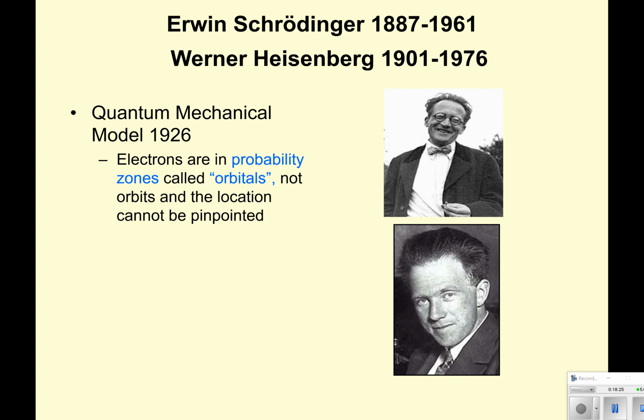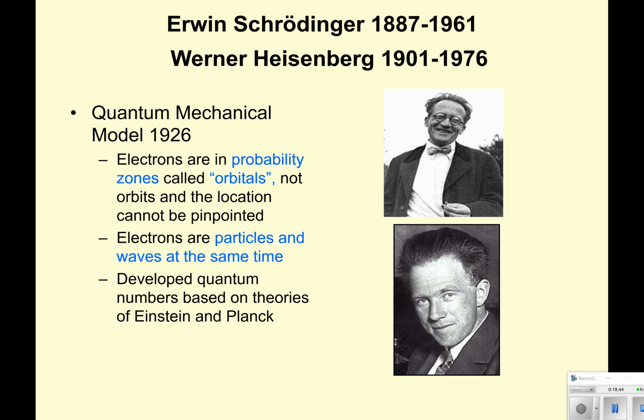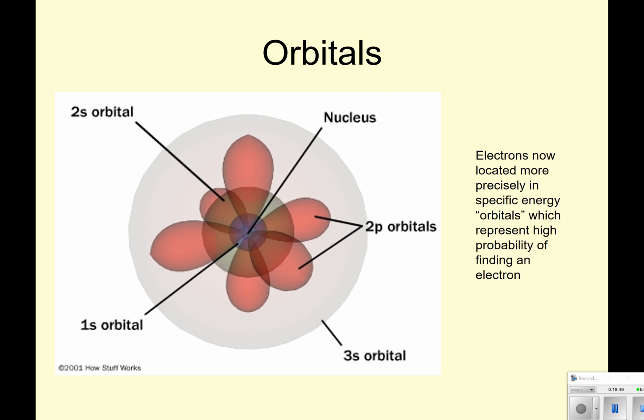With the speed that electrons move, pinpointing where one actually is was determined to be impossible. And since electrons are traveling in a wave-like motion as opposed to a particle-like motion, it made it even more difficult. So electrons exhibited both particle and wave behavior at the same time. And these quantum numbers were based on theories of Einstein and Planck.